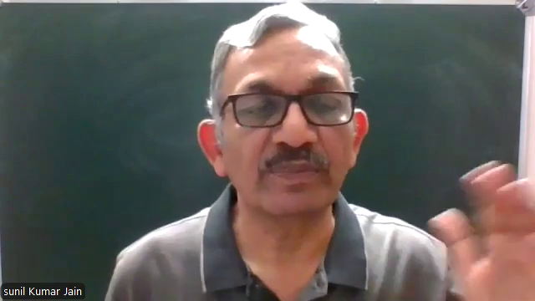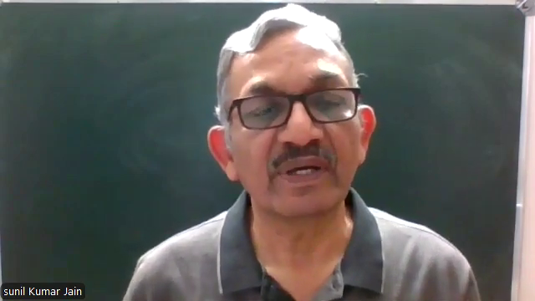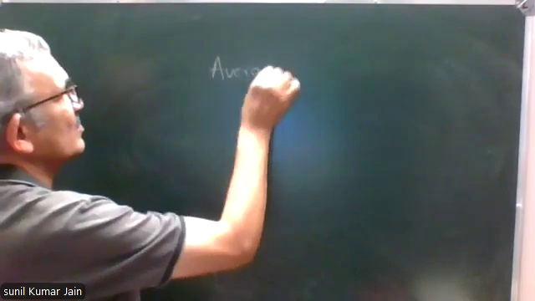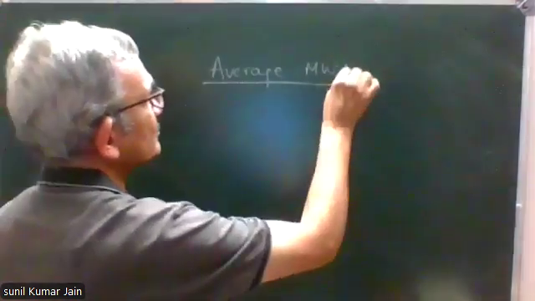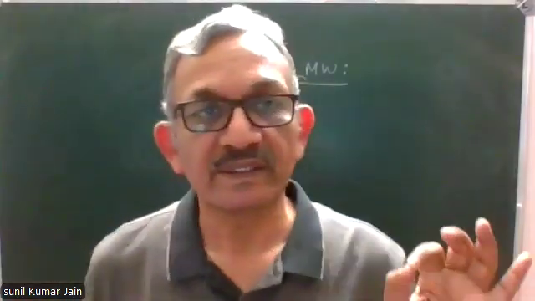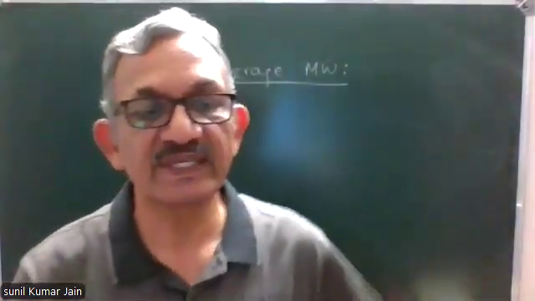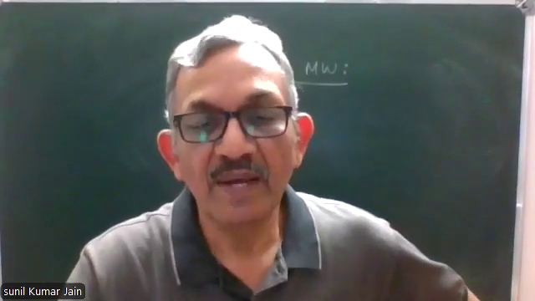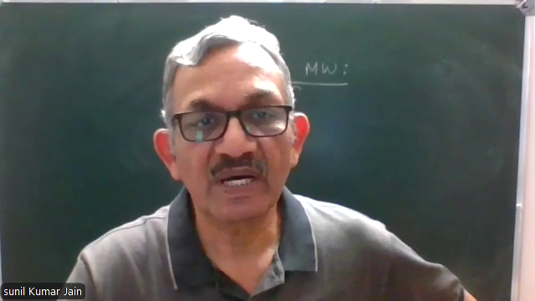Okay. Like I told you about average atomic weight, similarly, we have average molecular weight. So the next heading is: write down average molecular weight. It is the ratio of the mass of the mixture to the total number of moles of all the components in the mixture.